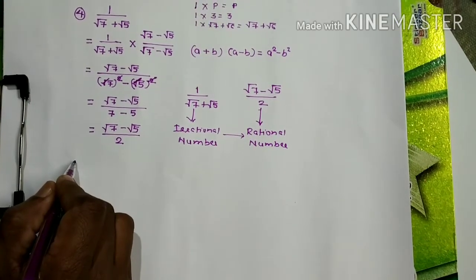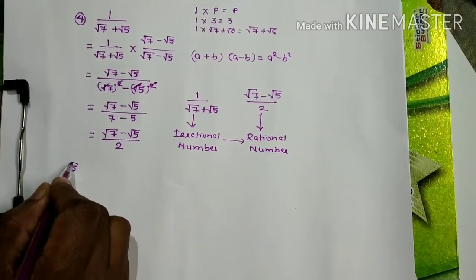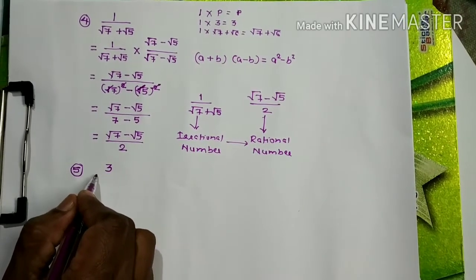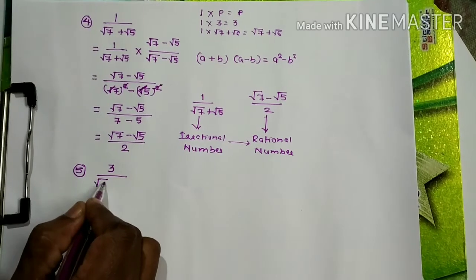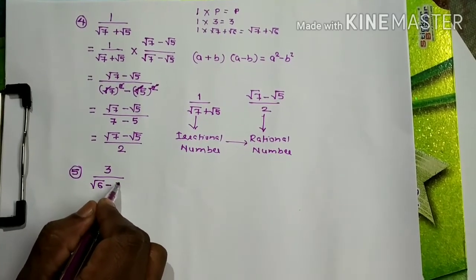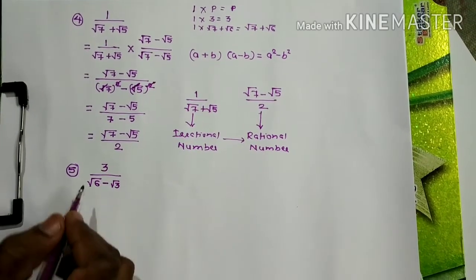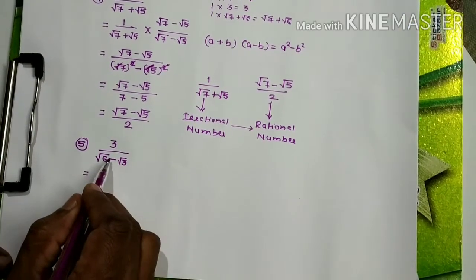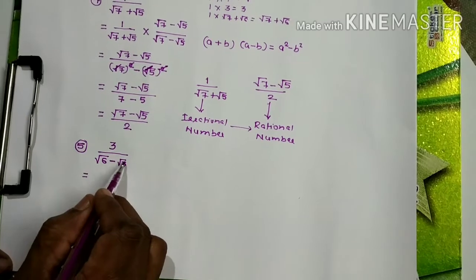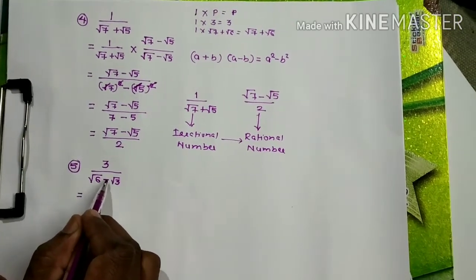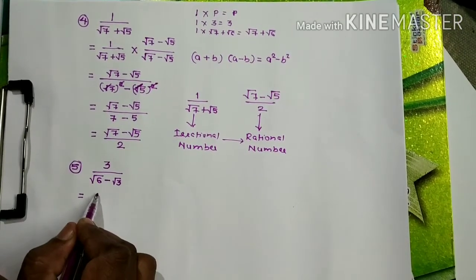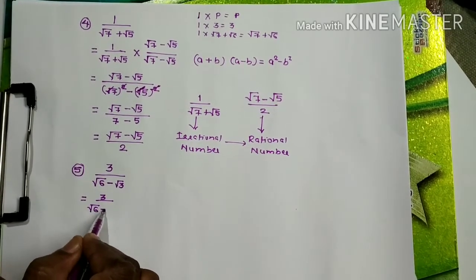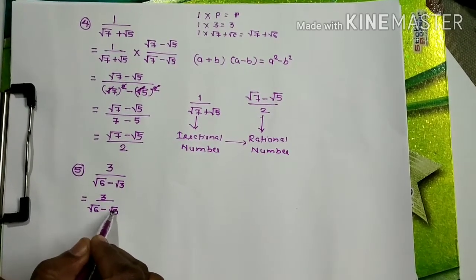Now let us take one more example, the fifth example. 3 divided by root 6 minus root 3. So what is the first step here? You have to rationalize the denominator. So what is the denominator here? Root 6 minus root 3. So 3 divided by root 6 minus root 3.